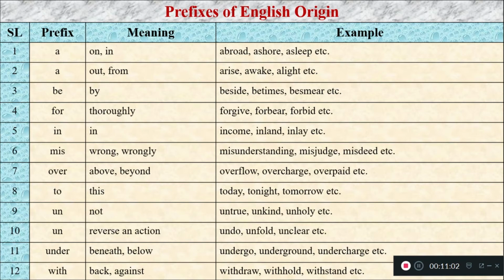Inlay means insert in or into. The prefix mis is used to indicate wrong or wrongly. For example, misunderstanding means wrong or incorrect understanding. Misjudge means improperly or wrongly judge. Misdeed means improper or wrong act. Over means above or beyond, such as overflow means flowing over the edge of a container. Overcharge means to charge someone more than or above the real price. Overpaid means paid more than or above usual.